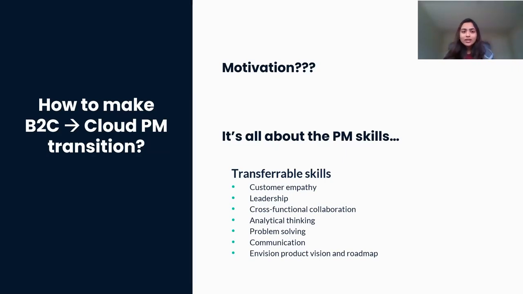But let's also look at some of the skills that you can think about leveraging or maybe acquiring if you are thinking to make this transition to be a PM in the cloud, and how they'll help you to overcome some of the challenges that we discussed before.